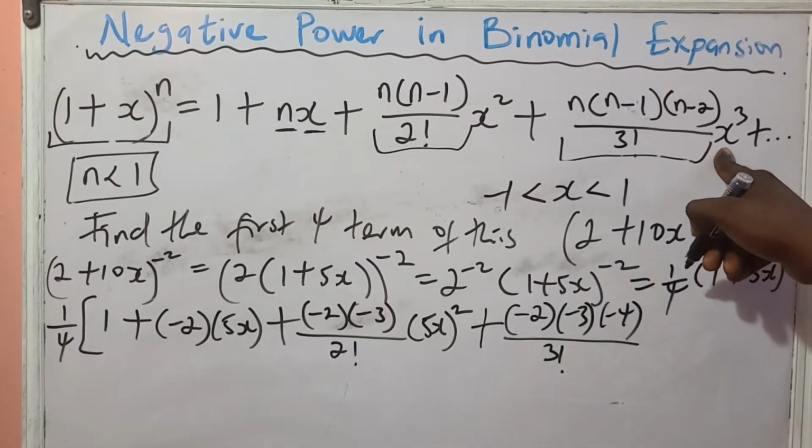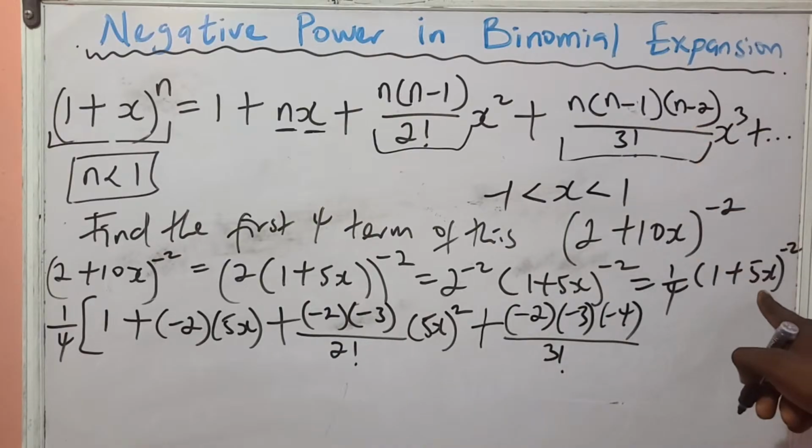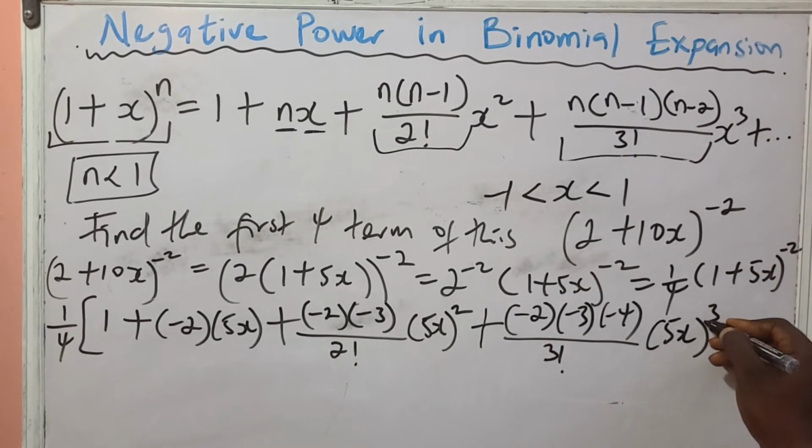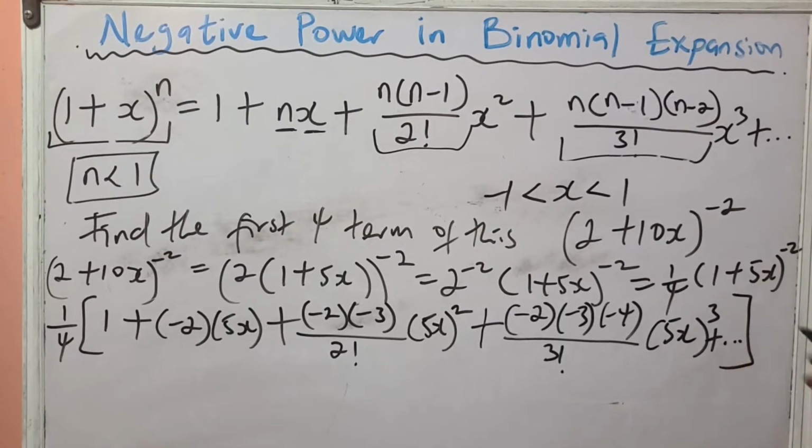Then x raised to the power 3 was here, but we are going to be writing 5x raised to the power of 3. This is where we're going to stop. Of course, it goes on and on, but we are just finding the first 4 terms. So this is what we are left with now to solve. Once you have gotten to this place, the only thing you need to do now is use all your mathematical knowledge to make this perfect.